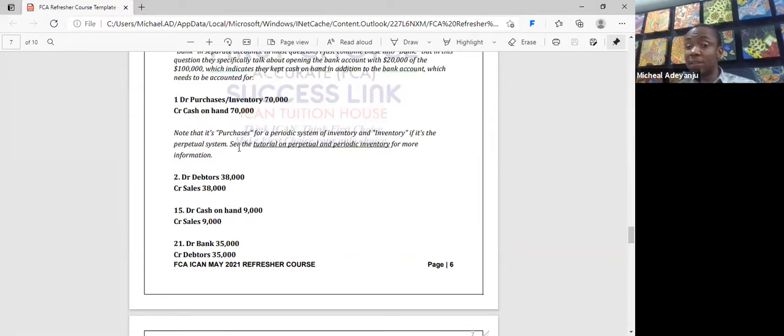Note that it is purchases. Remember what I was telling you, that you can either use purchases, but because it is goods they are buying, and most likely the goods they are buying is what they are also selling, that is why we are using inventory. If you use purchases, you are not wrong. If you use inventory, you are not going to get an extra mark. It's just the same thing you're going to be doing, but it shows that you understand this better.